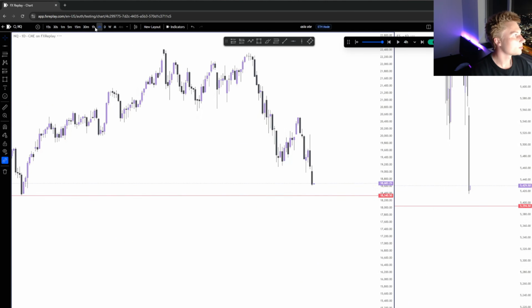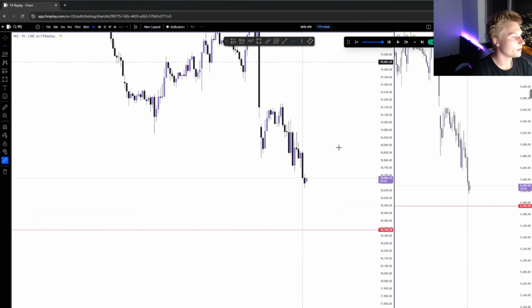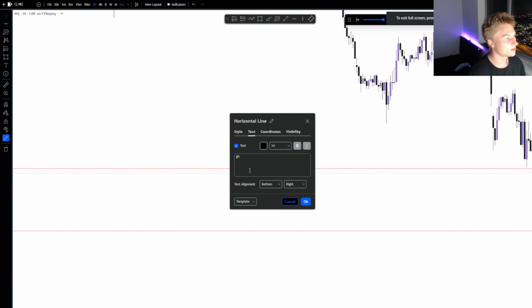Daily's dumping. Pretty clear draw. Just want to sell. I want to sell ASAP. If we can rebalance this hourly, ideally, look for a short setup after that.